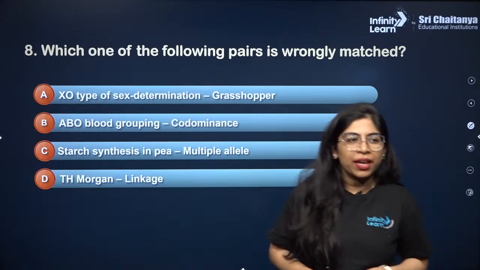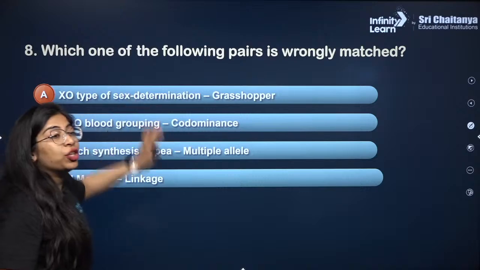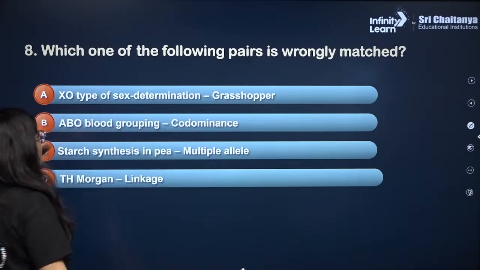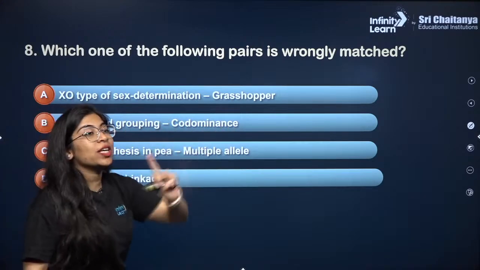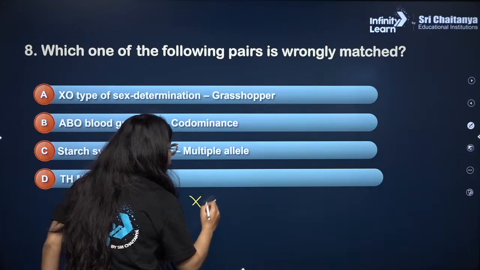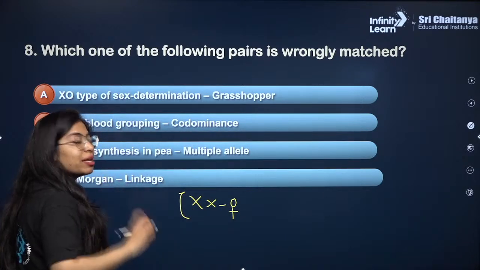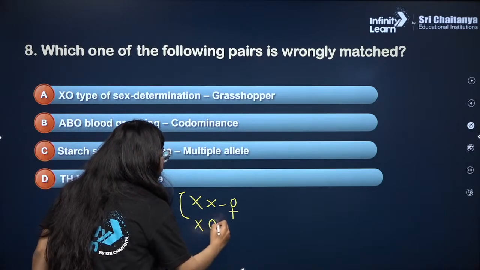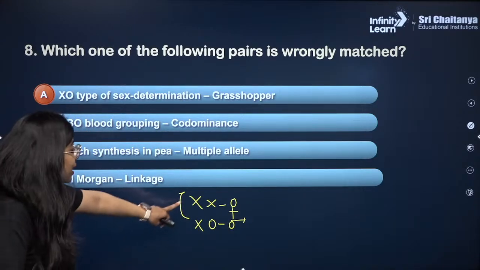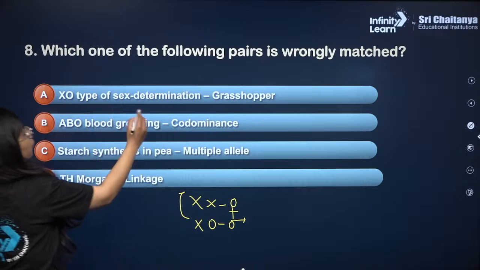Rahul says B. Everyone, let's discuss this one. Exotype of sex determination. When we are doing this, we are actually learning four concepts, everyone. Always remember this. Exotype of sex determination is seen in a grasshopper. If I'm talking about the female of the grasshopper, we will represent it like this. If we are representing the male counterpart of the grasshopper, it will be represented by this. So we usually say that XX exotype is the type of sex determination in grasshopper.